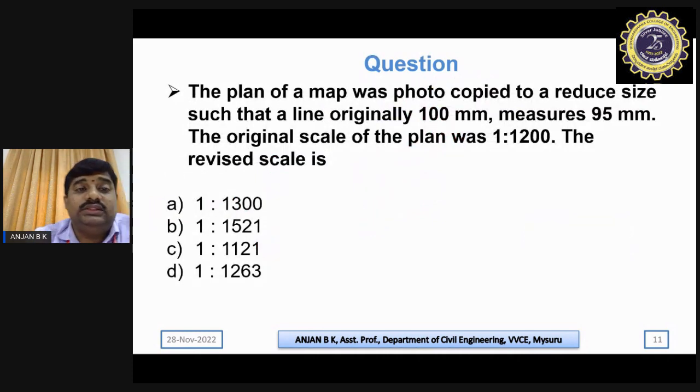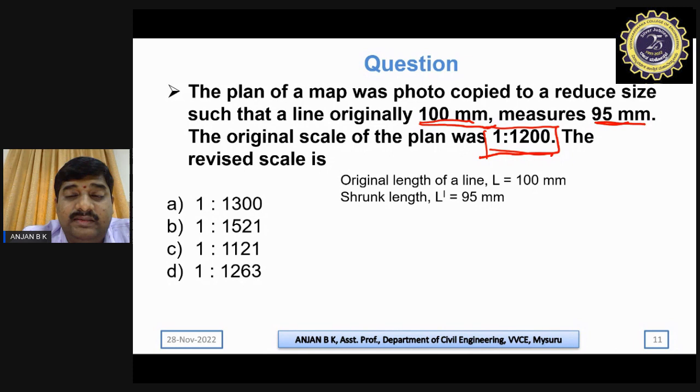Okay, next question: the plan of a map was photocopied to reduce size, and a line of original length 100 mm is now 95 mm. The original scale of the plan was 1 is to 1200. Then what is the revised scale? You can observe that the length has shrunk by 5 mm. If it has shrunk, there will definitely be an increase in the scale factor. So how much will it increase? You need to find the correct, revised scale now.